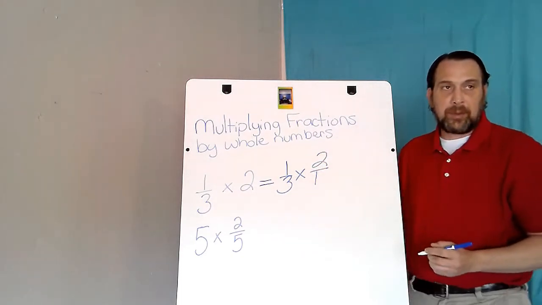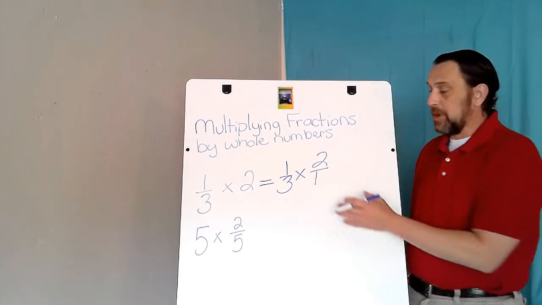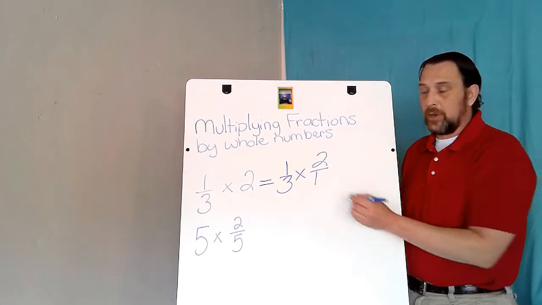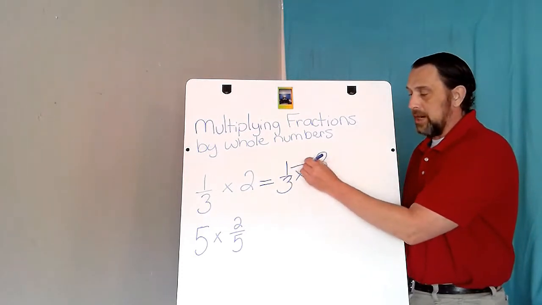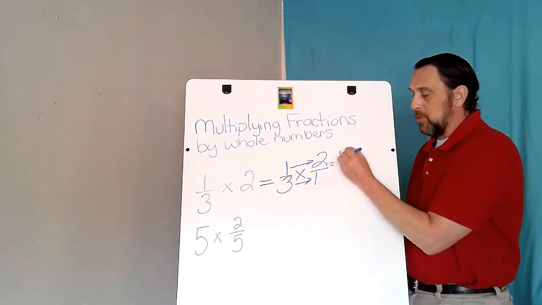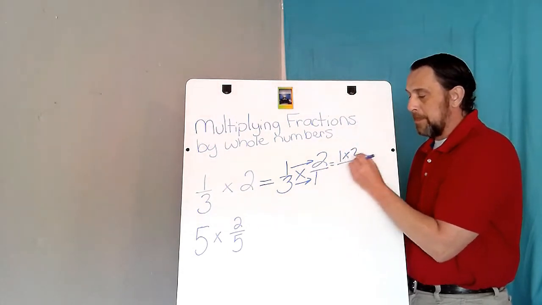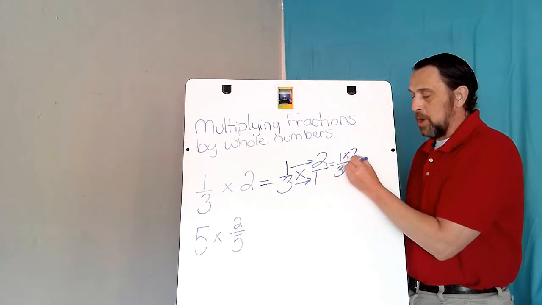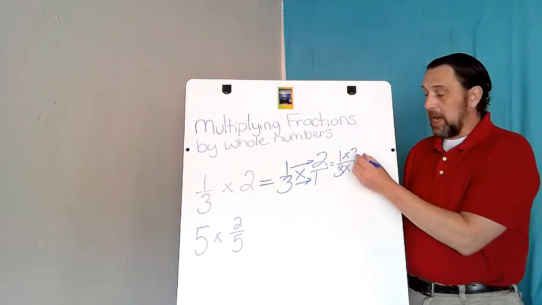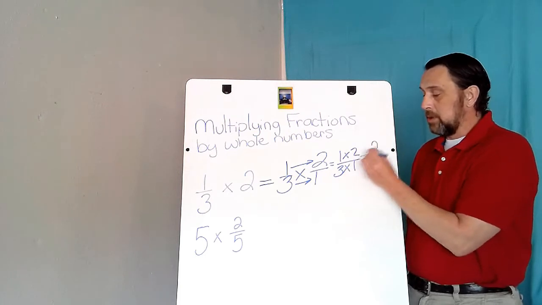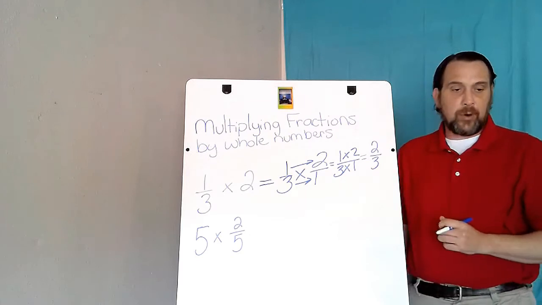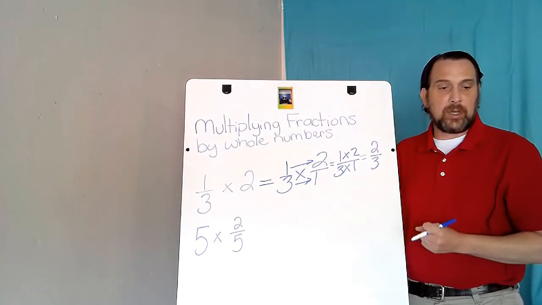When we multiply fractions by whole numbers and we've turned the whole number into a fraction, the next thing we will do is multiply straight across. That will give me 1 times 2 on top and 3 times 1 on the bottom. Then I would just multiply. 1 times 2 is 2. 3 times 1 is 3. So therefore, 1/3 times 2 is 2/3.